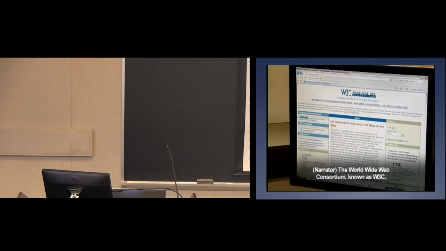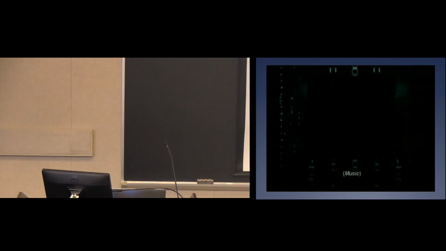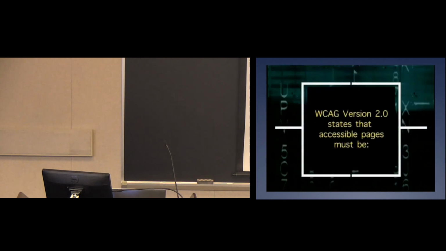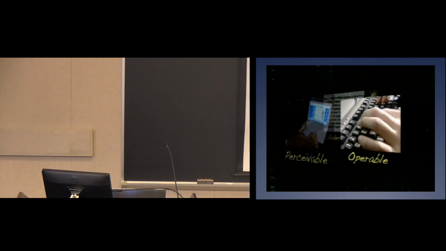The World Wide Web Consortium, known as W3C, has developed and published the Web Content Accessibility Guidelines, or WCAG. WCAG version 2 states that accessible pages must be perceivable, operable, understandable, and robust.